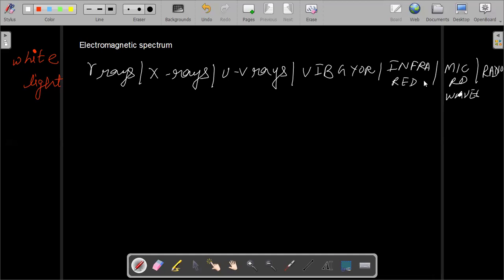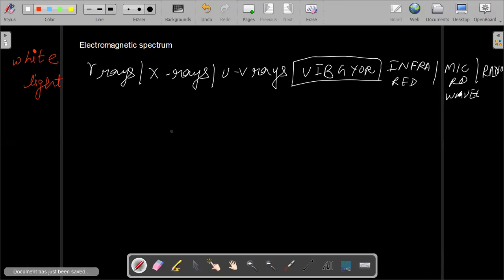All these waves are the spectrum of electromagnetic waves. Gamma rays, X-rays, UV rays, VIBGYOR, which we call the visible spectrum, this is what we call the white light. In this chapter, we are mainly interested in the VIBGYOR, but we note that everything here is an electromagnetic wave. Gamma rays are electromagnetic, X-rays are electromagnetic, and all of them are light.